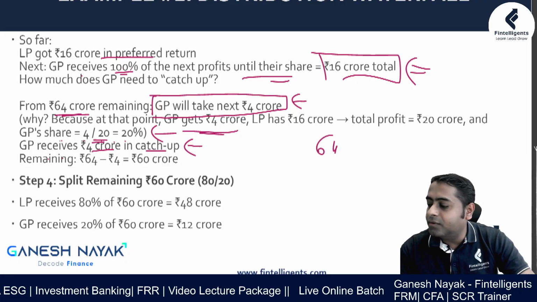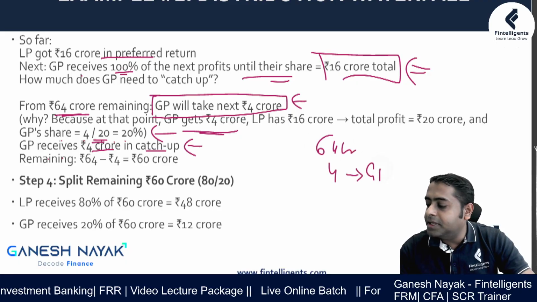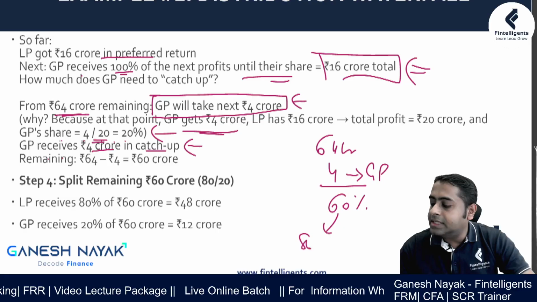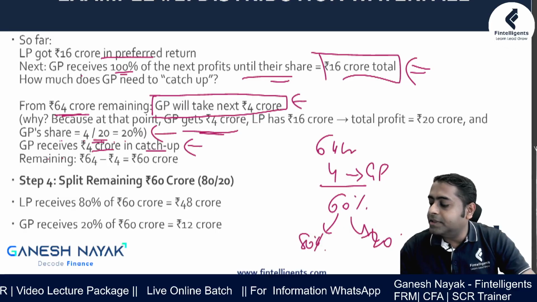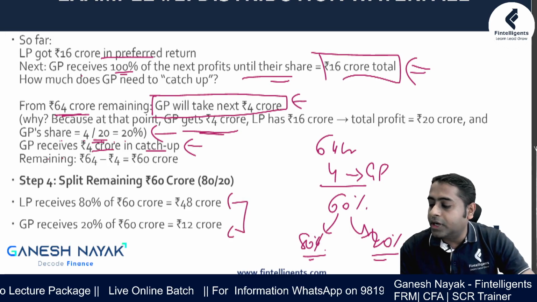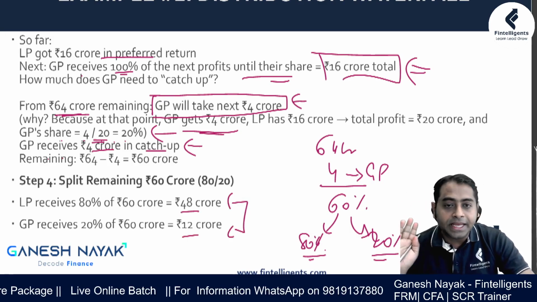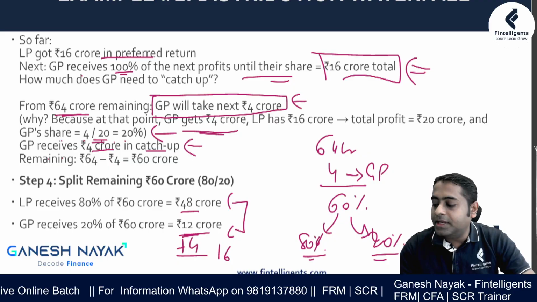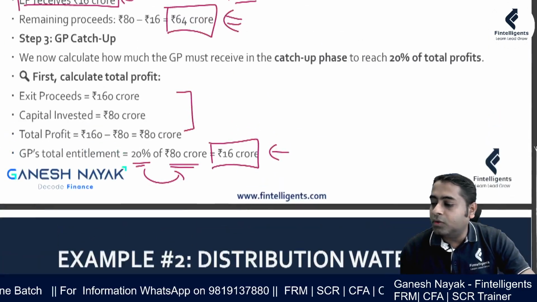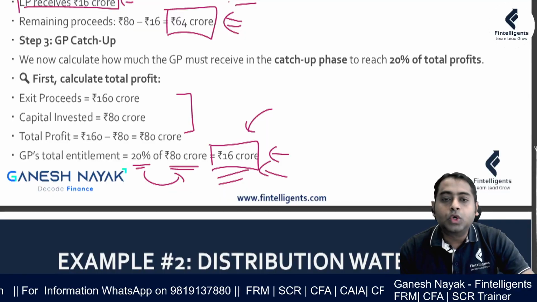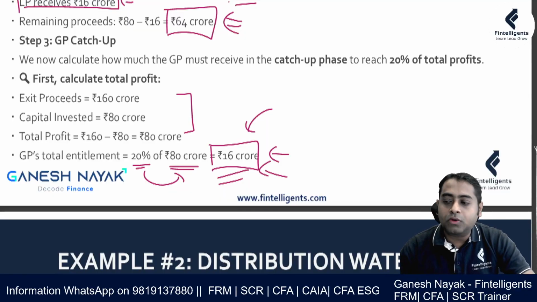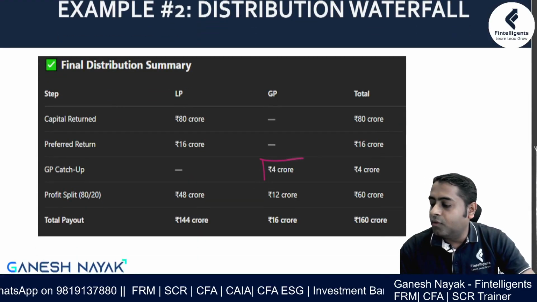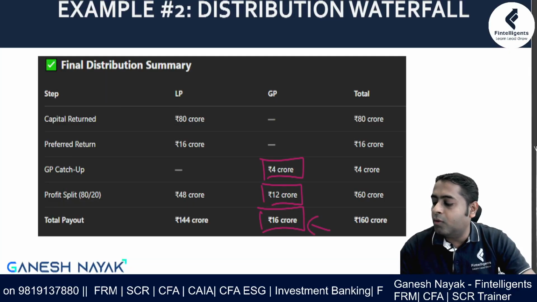So out of that 64 crore, we are first paying the GP 4 crore. And then whatever is the remaining amount, that is 60, I'm going to split as 80% and 20%. When you look at the overall amount each party gets, it is going to be 4 crore plus 12 crore for the GP. So he is going to make 16 crore, which was also mentioned over here. He is supposed to make the overall 16 crore. And I think we have also added a summary, which is here. 4 crore plus 12 crore, he is going to make 16 crore overall.